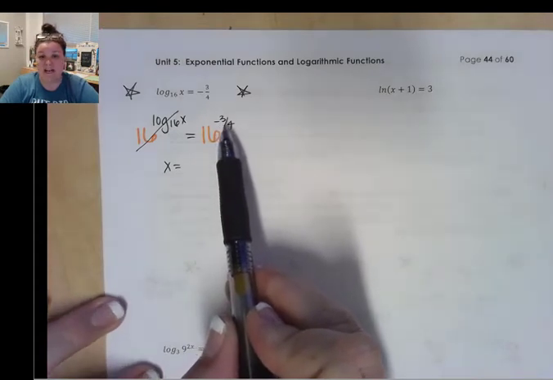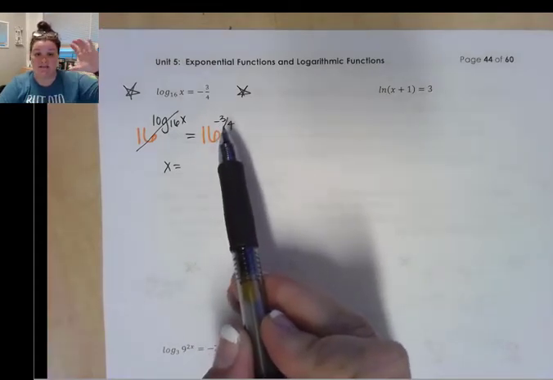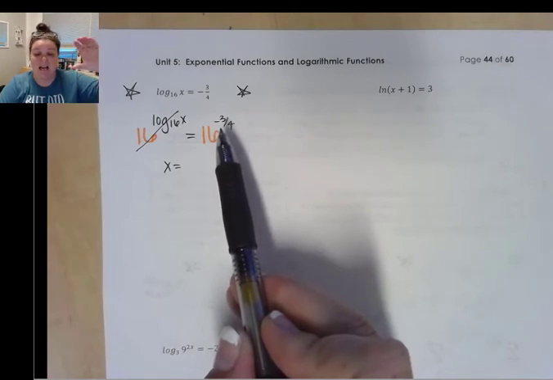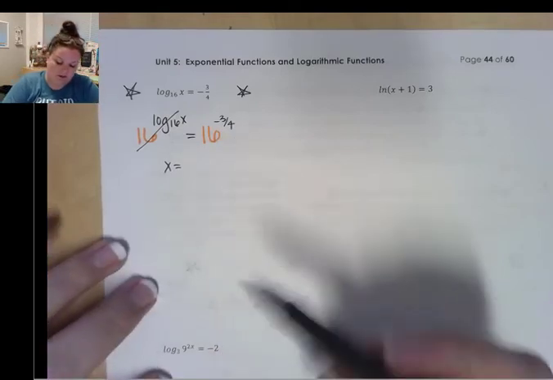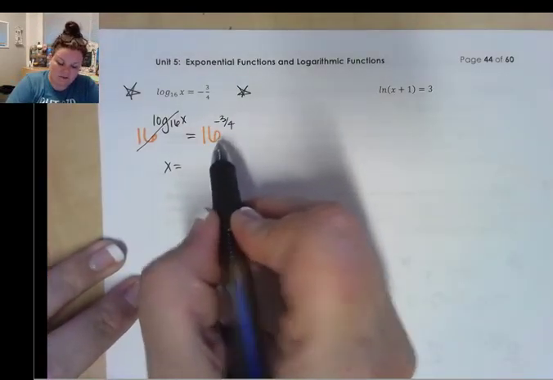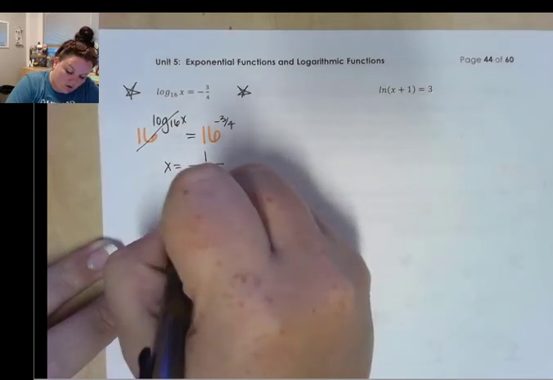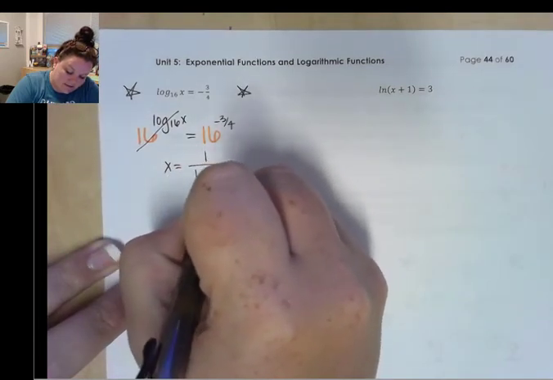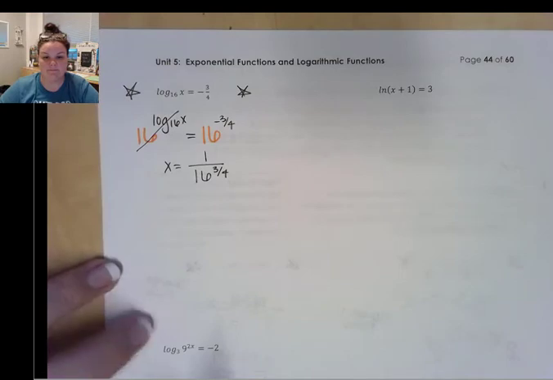And the way that I change the sign of the exponent is by moving the entire base across the fraction line, right? So I'm going to go ahead and move this whole thing down to the denominator. So I have 1 over 16 to the 3/4 power.